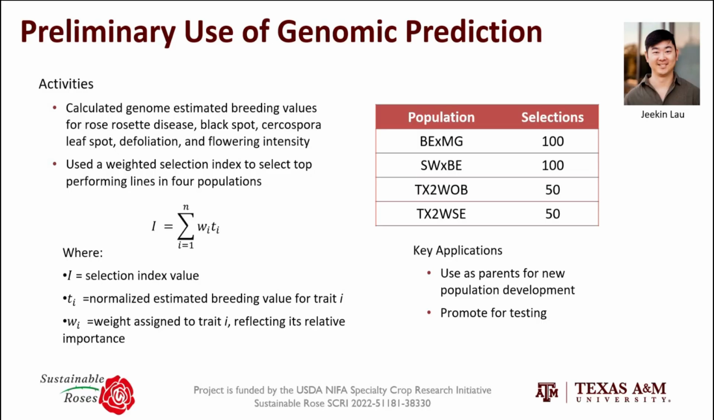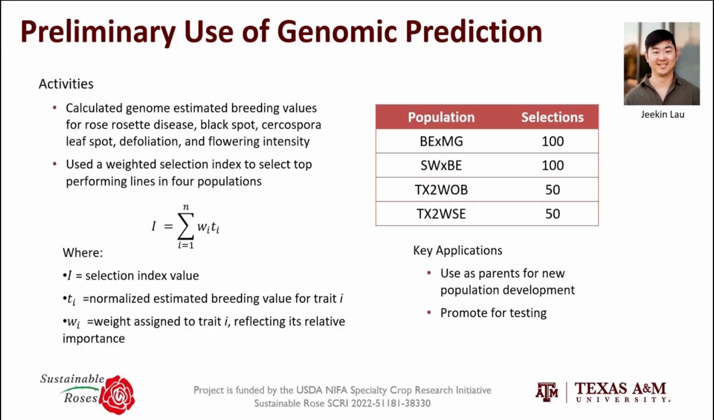These are the four populations that we went back to. You've probably seen Bright Eyes by My Girl, Stormy Weather by Bright Eyes, probably brought up earlier. Then the WB and WC populations. We identified the top 100 or 50 lines from each of those populations that, in our view, contain the highest frequency of favorable alleles. In that case we were looking at rose rosette disease, black spot, cercospora, defoliation, and flowering intensity.